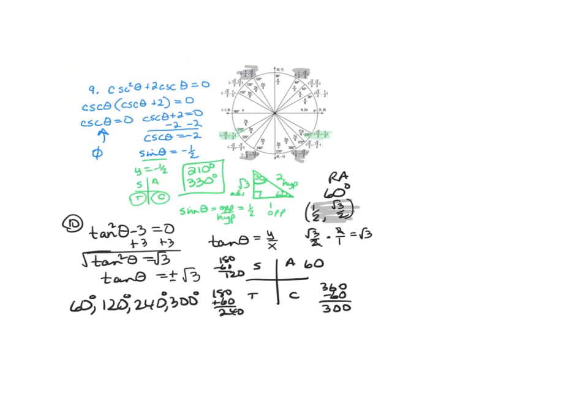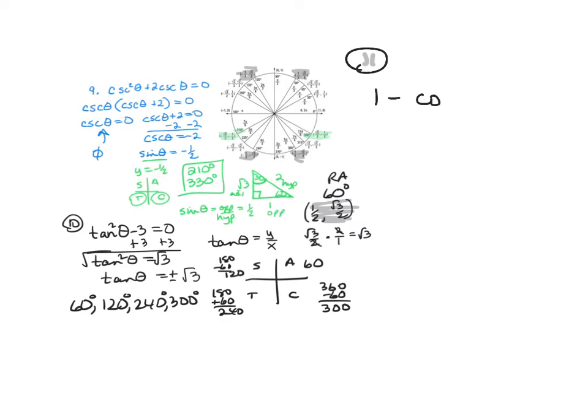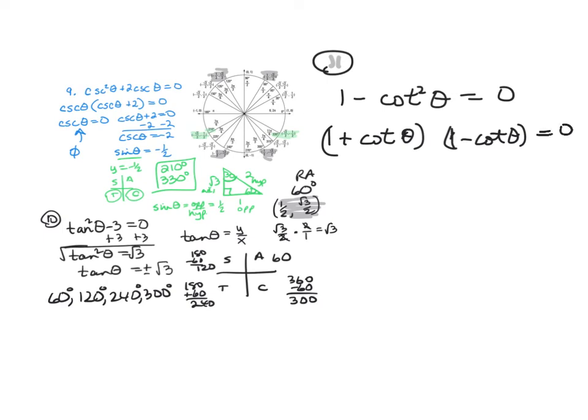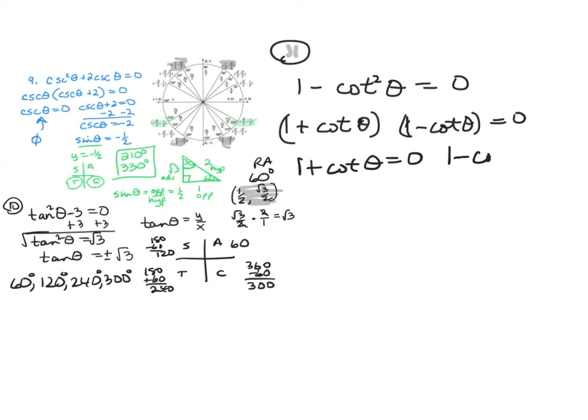All right, so number 11, let me go over here. So number 11 has 1 minus cotangent squared theta equals 0. This is the difference of two squares. So I'm going to factor this into 1 plus cotangent theta and 1 minus cotangent theta. I'll set each factor equal to 0. I'm going to move the 1 over. Cotangent theta equals -1. I'll just add the cotangent so it stays positive.